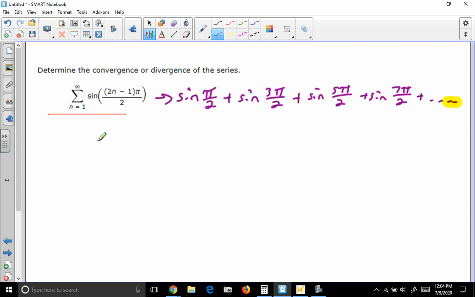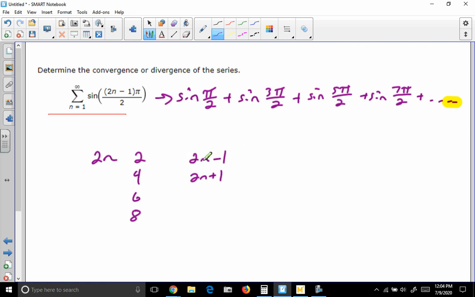If we have a formula like 2n, this gives us even numbers. If n is 1, we get 2. If n is 2, we get 4. If n is 3, we get 6. If n is 4, we get 8. Where if we have 2n minus 1 or 2n plus 1, that's going to give us odd numbers.